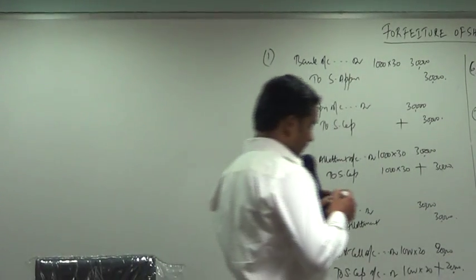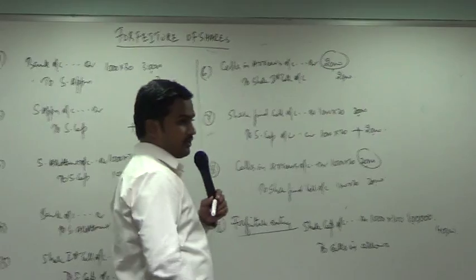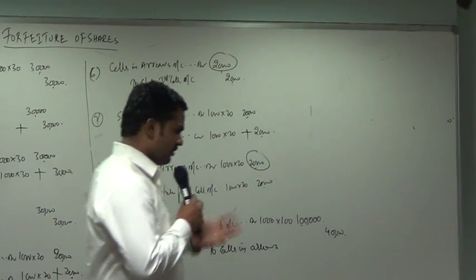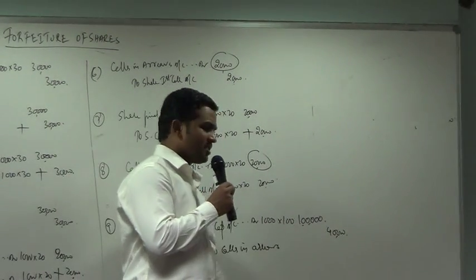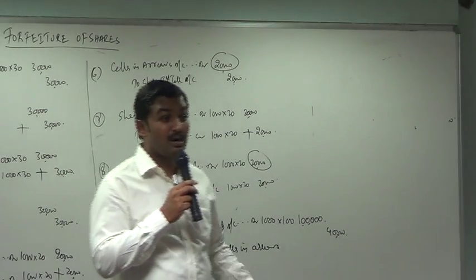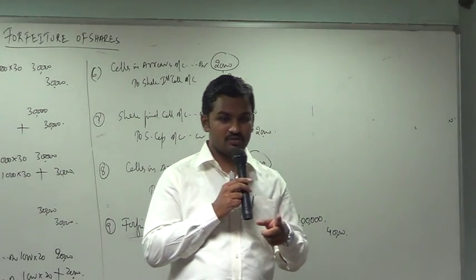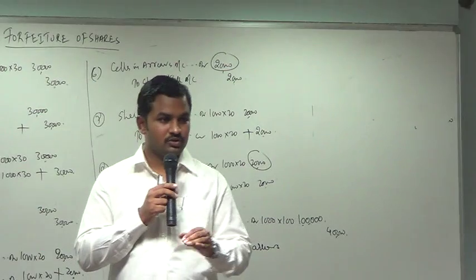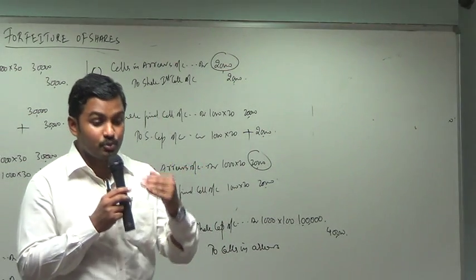Now please tell me, forfeiture profit. I told you, see, forfeiture profit is now available. 1 lakh minus 40, 60,000 is forfeiture profit. That is the balancing figure approach, dirty approach. Not a good approach.